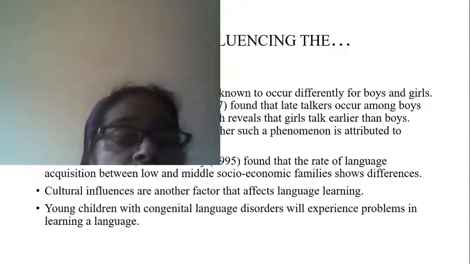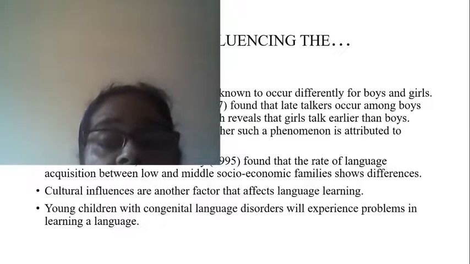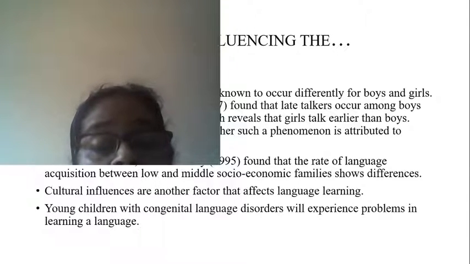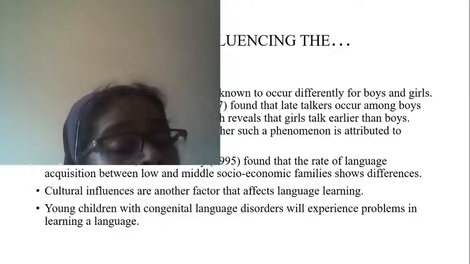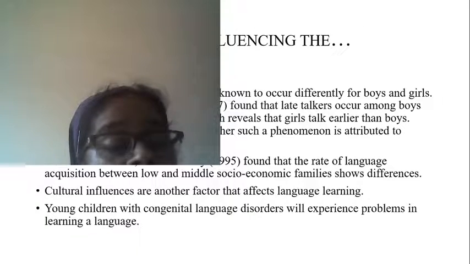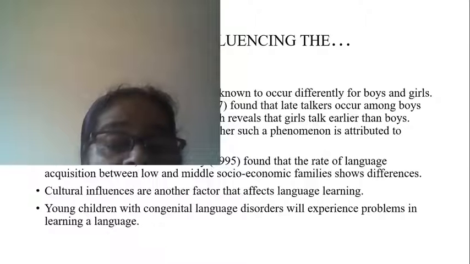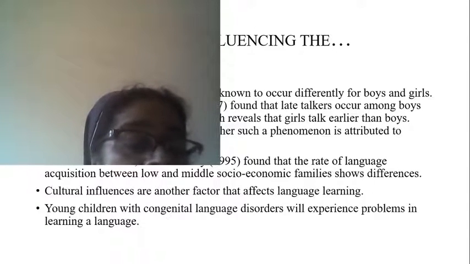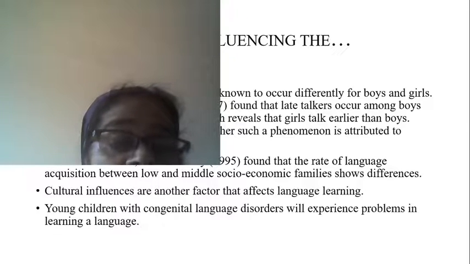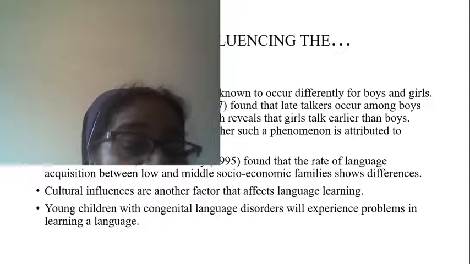Language fluency and proficiency is known to occur differently for boys and girls. For example, Karp and Namut in 1997 found that late talkers occur among boys more than girls. They talk later, not like the girls. Girls speak first. Interestingly, research reveals that girls talk earlier than boys. Despite this, scholars still argue whether such a phenomenon is attributed to biological or social influences.